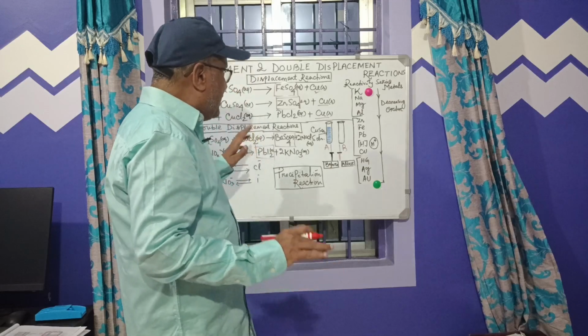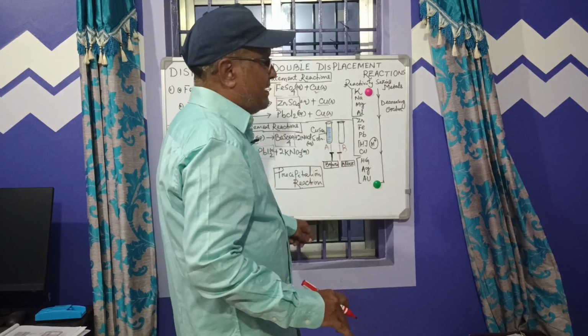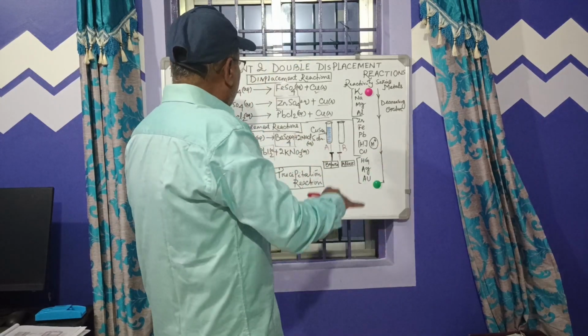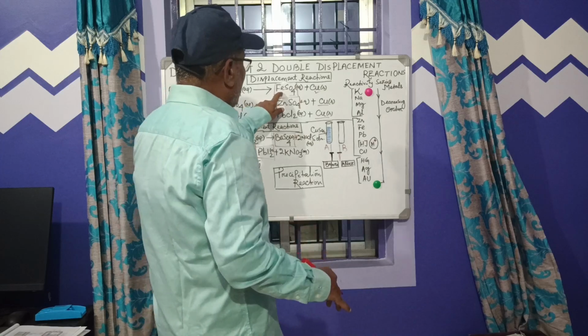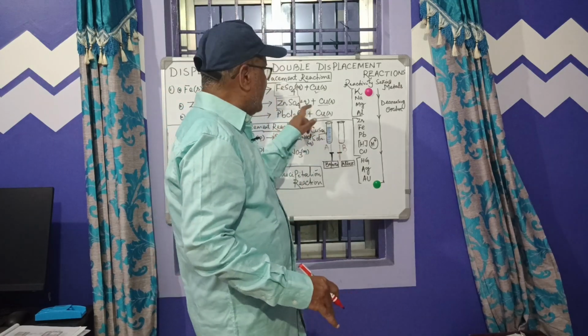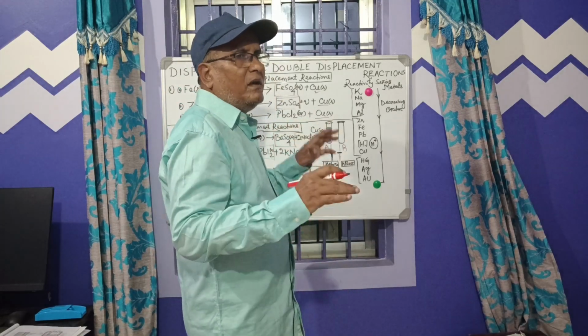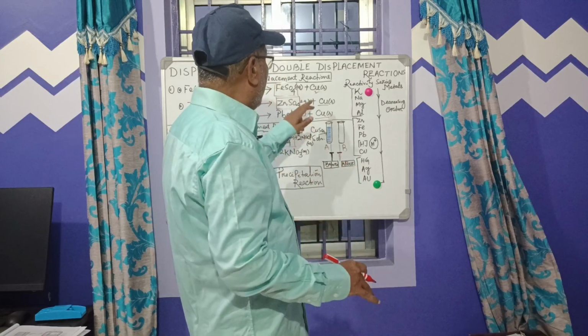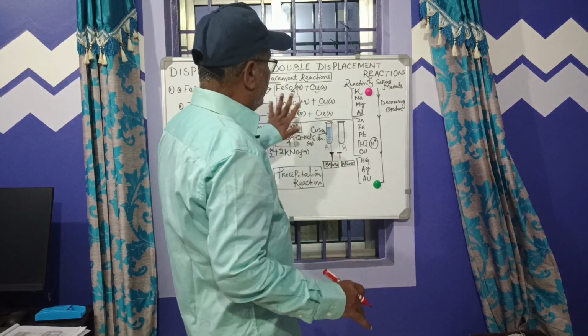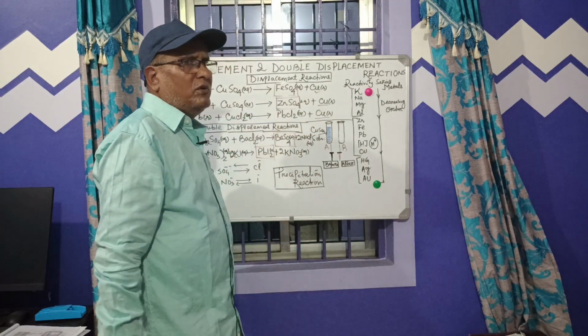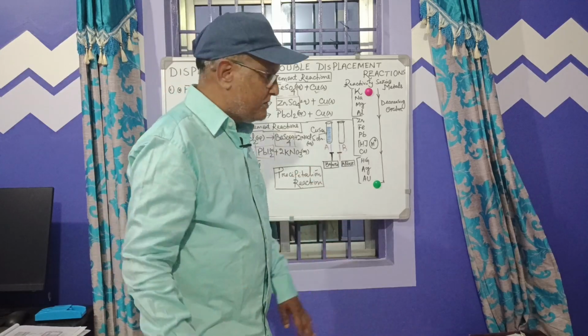Now you see, this activity clarifies that ferrous sulfate solution is produced, so it looks light green, and metal copper is displaced by iron. So these are about displacement reactions.